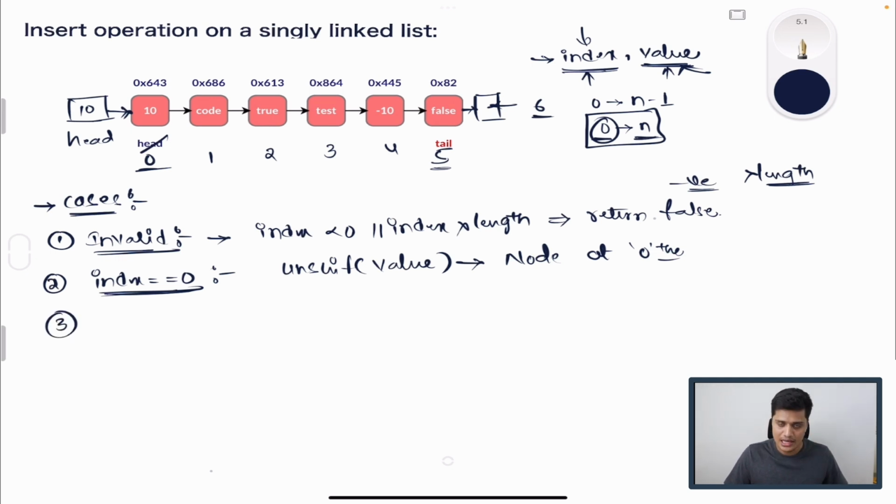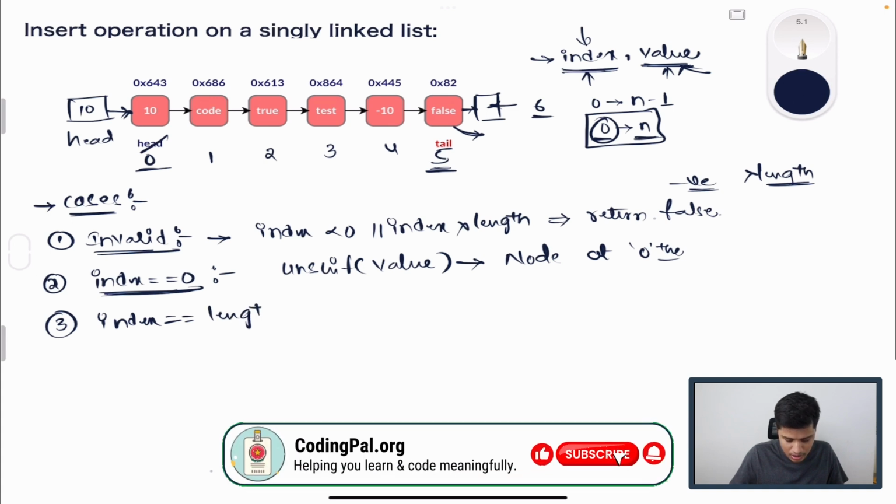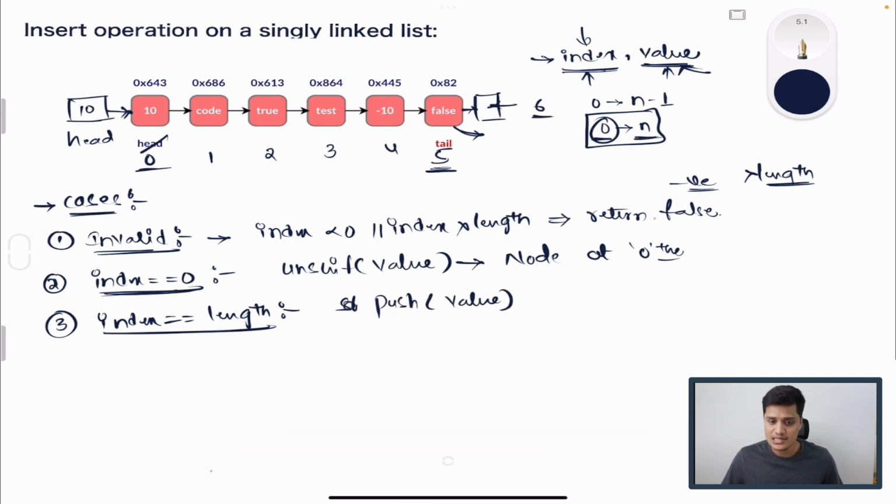And as part of the third case, basically the second case, let's say the index given by the user is equal to the length of the linked list. That means that the last node is at the index length of the linked list minus 1, but the index given by the user is equal to the length of the linked list. That means that we have to insert a new node after the tail node. That is nothing but a push operation that we have already implemented. In that case, if the index is equal to the length of the linked list, we will simply call the push functionality with the value that the user has given.